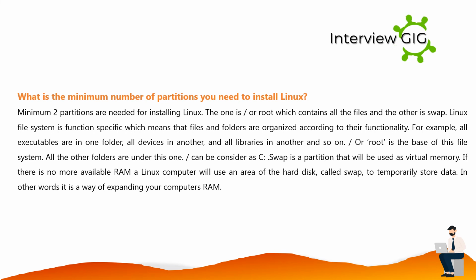The Linux file system is function specific, which means that files and folders are organized according to their functionality. For example, all executables are in one folder, all devices in another, and all libraries in another, and so on. / or root is the base of this file system. All the other folders are under this one. It can be considered as C:.